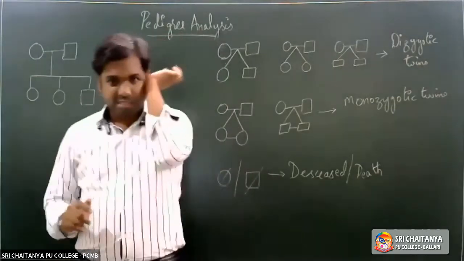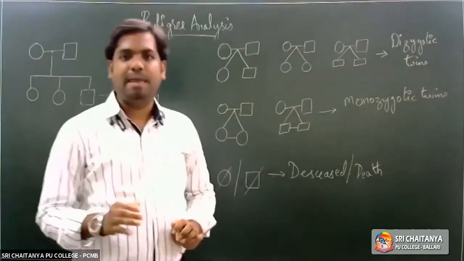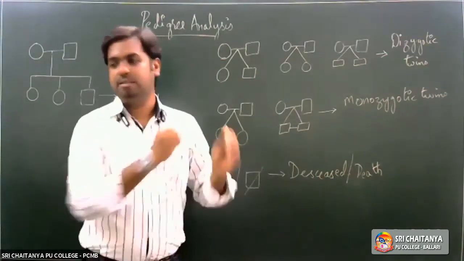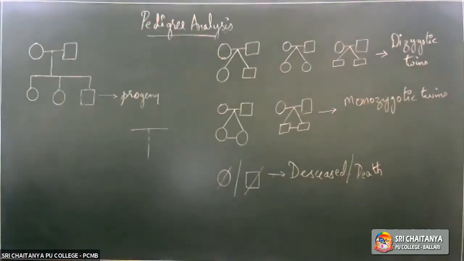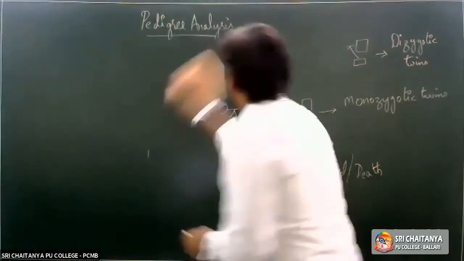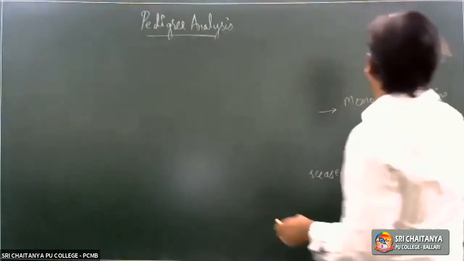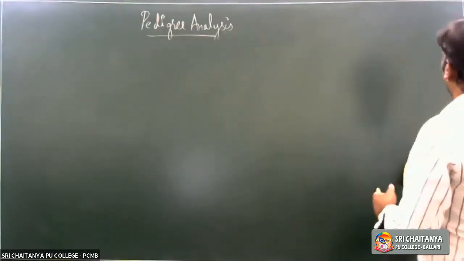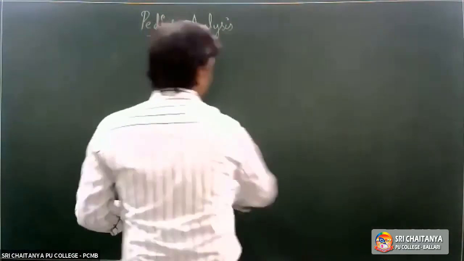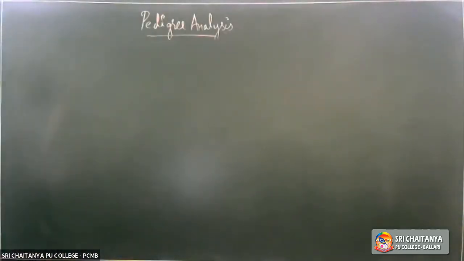So what we'll do now is take up a simple example and see how we plot a pedigree chart. Let us learn how to plot a pedigree chart using a simple condition. Let us take up a simple question and see how a pedigree chart can be plotted. For this, let us take the example of skin color inheritance. You can take down the question with regards to skin color inheritance.